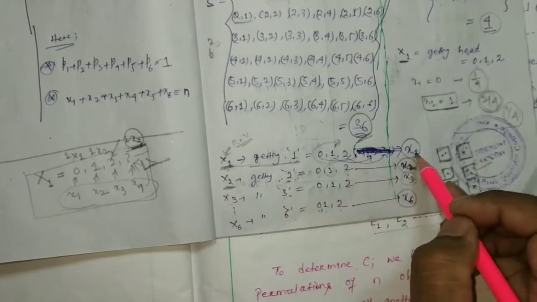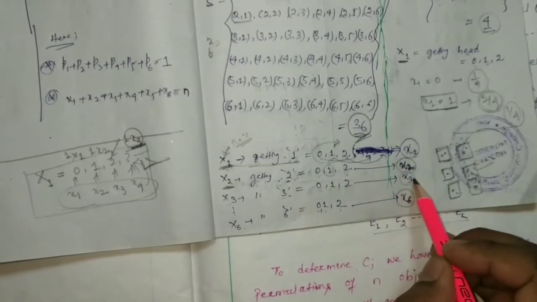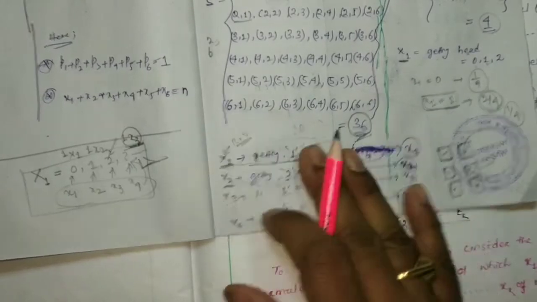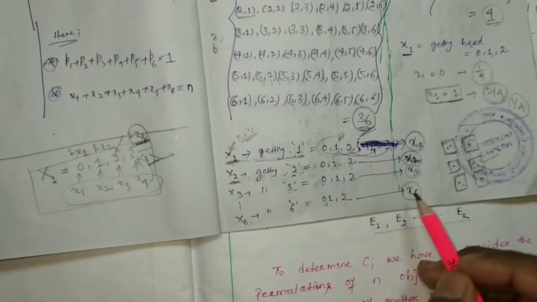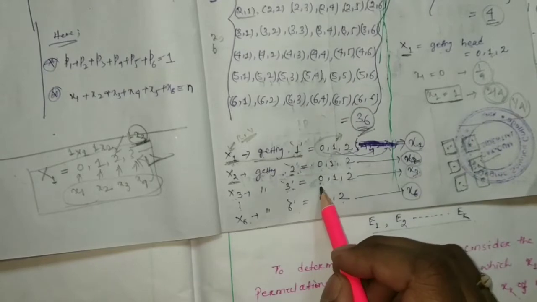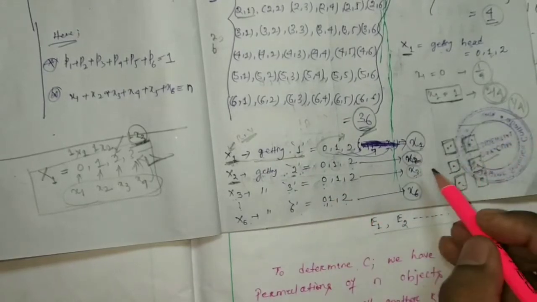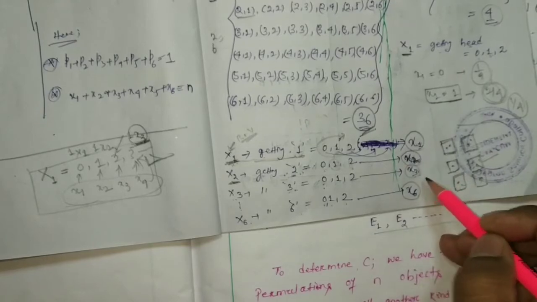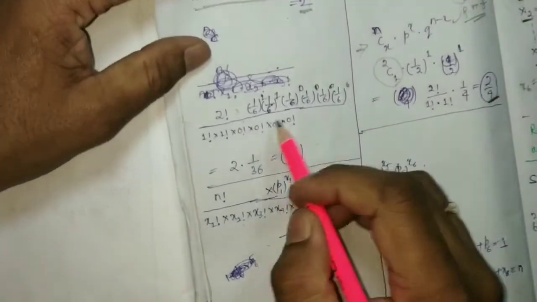That means x1 belongs to 1, x2 belongs to 1, and x3 belongs to how much? Here x3 will be 0, we don't want 3. Likewise x4 also will be 0, we don't want 4, we don't want 5, we don't want 6. So x3, x4, x5, x6 will be 0, 0, 0.